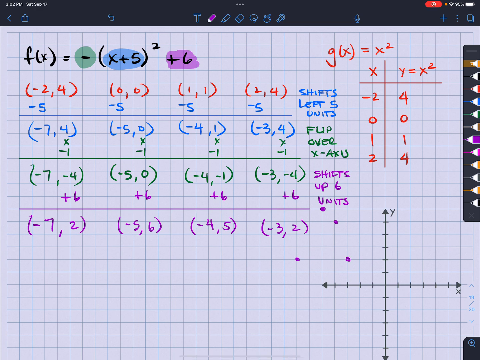Okay, so I'm going to have a graph that looks like this. There we go. And boom, boom, boom, and there we go. And then the arrows, and that should be my graph right there.